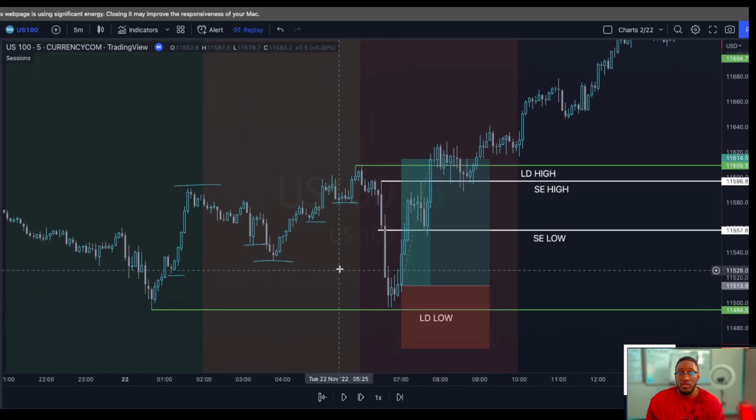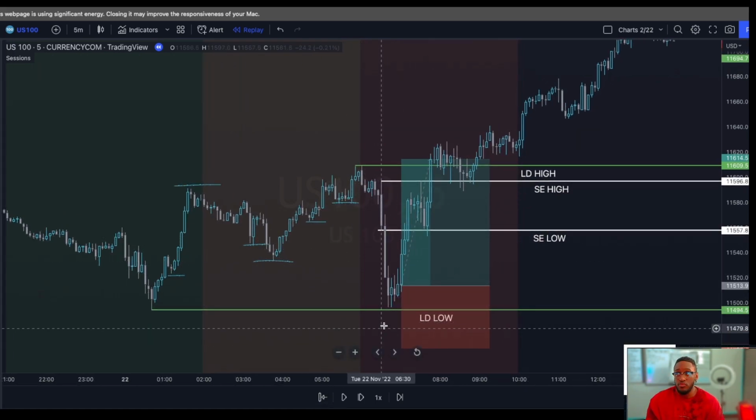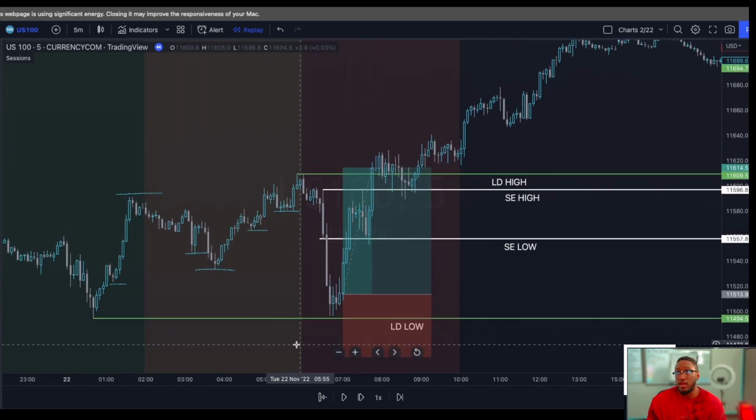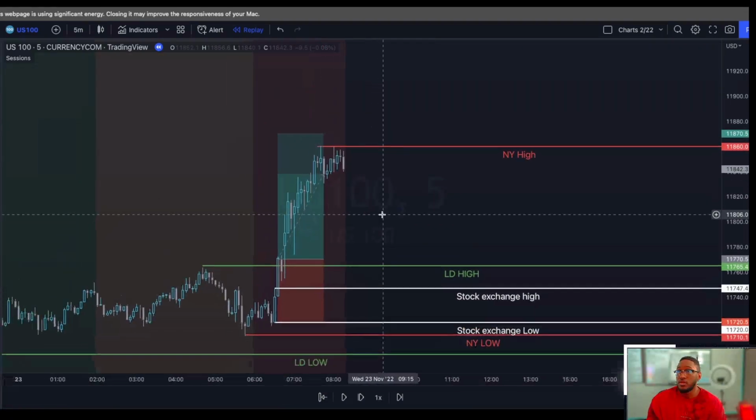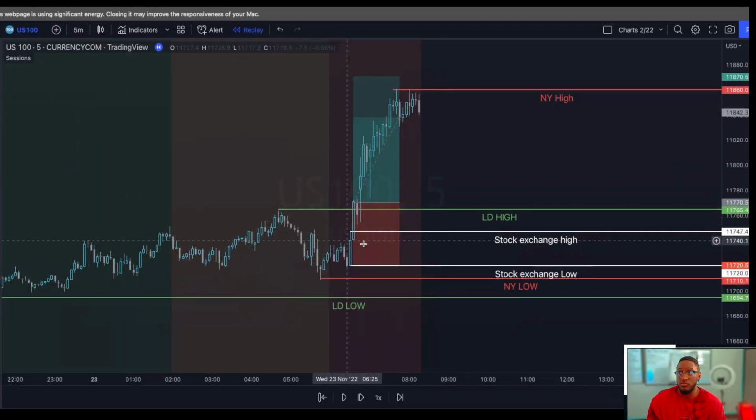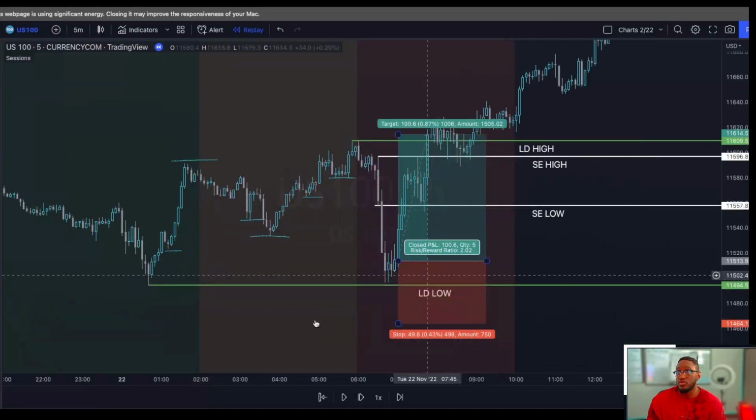So you're either going to get a reversal trade, which was today, or you're going to get a continuation trade, which was in this example, which was actually yesterday. This was 2 days ago.